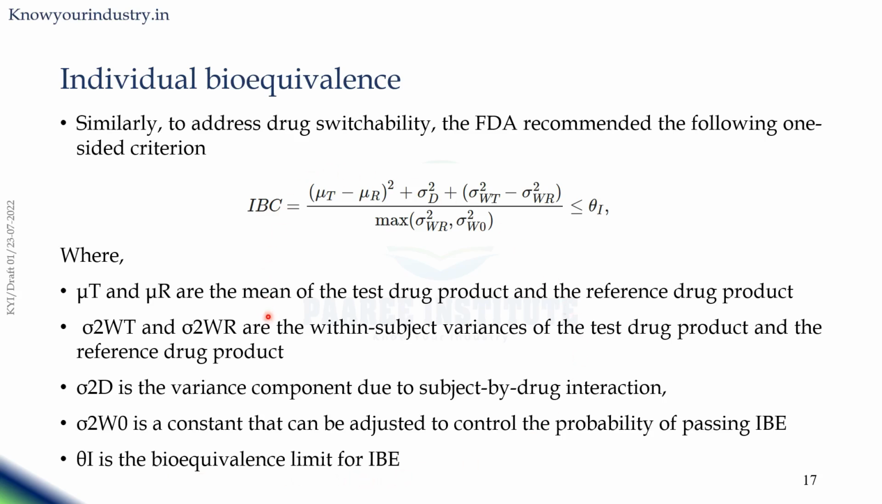So basically the individual bioequivalence is used by the US FDA to address drug switchability, and it uses the within-subject variations by using multiple administrations of the test as well as reference product within the same subject.